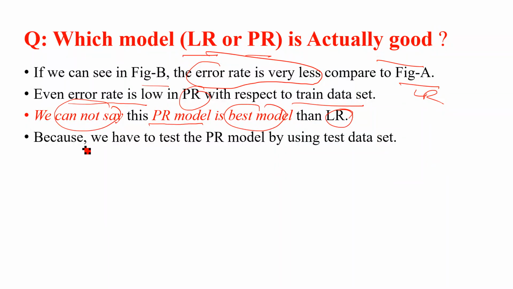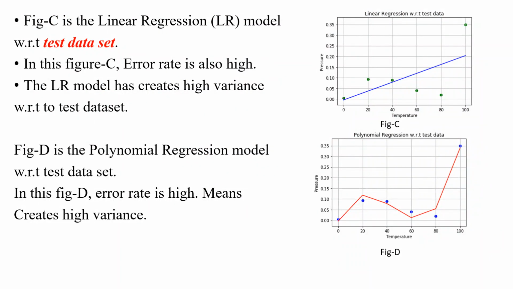So what we have to do? We have to test the same polynomial regression model by using the test data set, which means by using the 20% test data set. If you see figure C, this is the linear regression with respect to the test data set. With respect to the 20% of the test data set, the best fit line is not passing through all the data points. So here also the error is high.